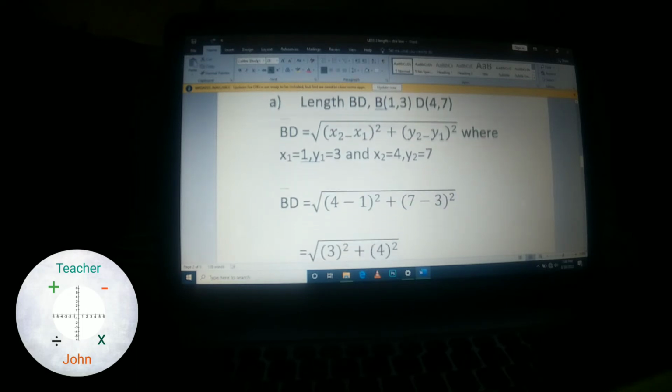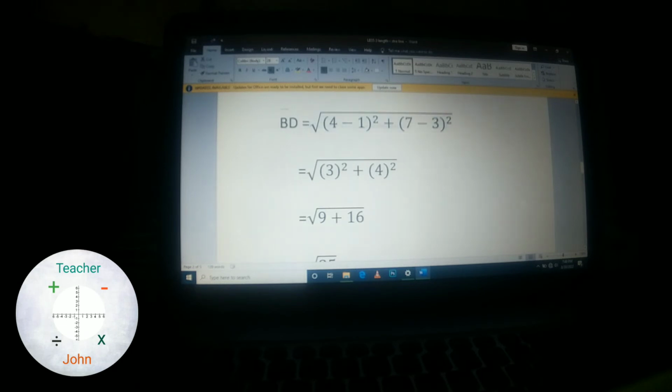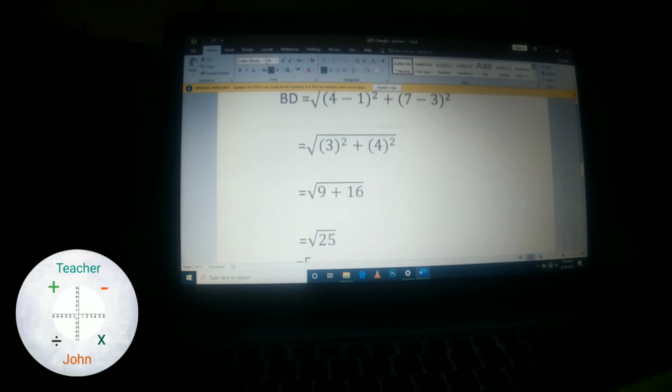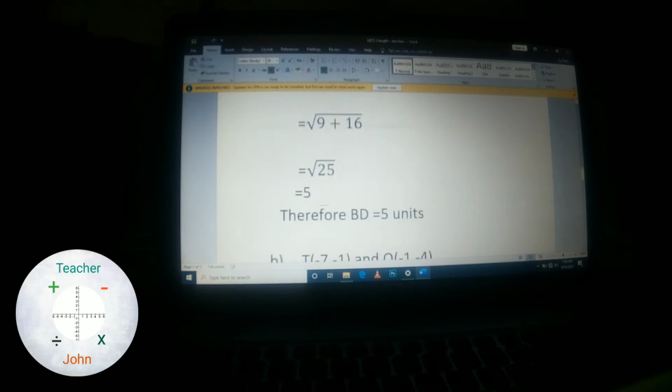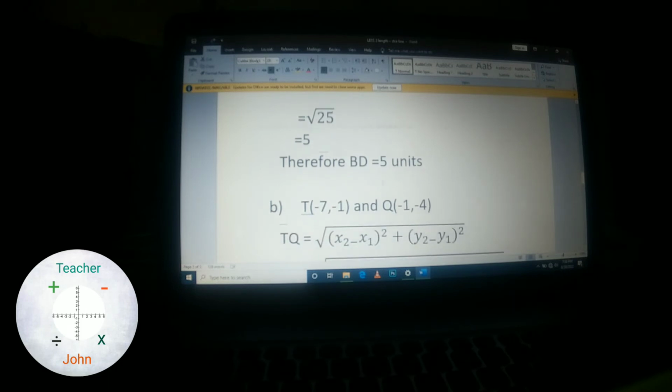Then after you simplify it a bit, 4 minus 1 will be 3, and 7 minus 3 you get 4. Now 3 squared will be 3 times 3, which is 9, and also 4 squared will be 4 times 4, which is 16. And our answer will be the square root of 25, which is 5. So the length BD will be 5 units. That will be our answer for the first question.